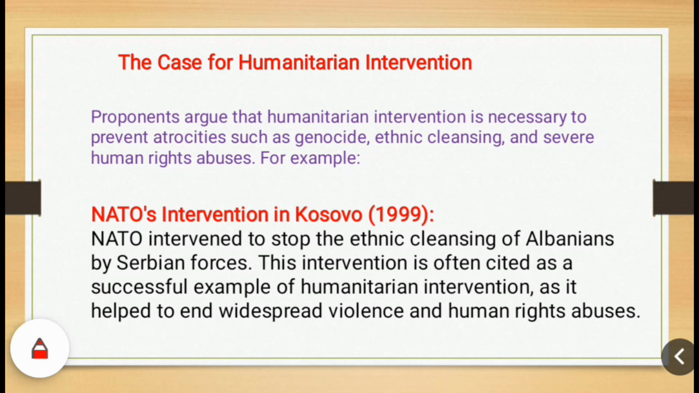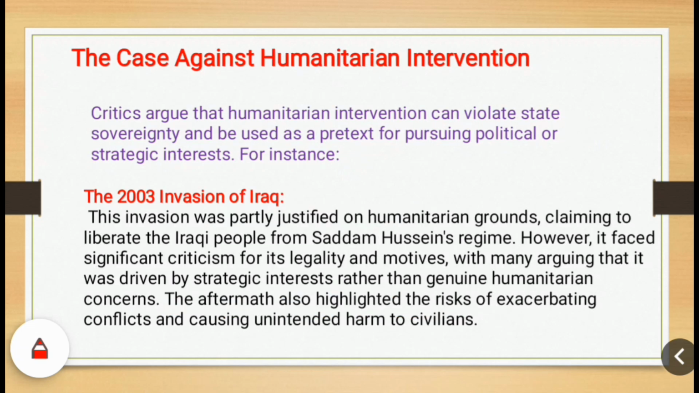For example, NATO's intervention in Kosovo, 1999. NATO intervened to stop the ethnic cleansing of Albanians by Serbian forces. This intervention often stands as a successful example of humanitarian intervention, as it helped to end widespread violence and human rights abuses.